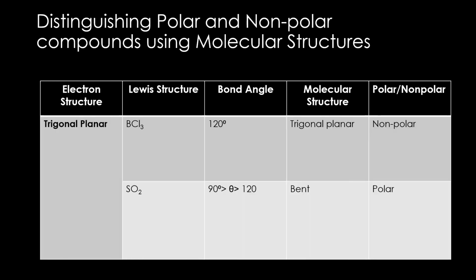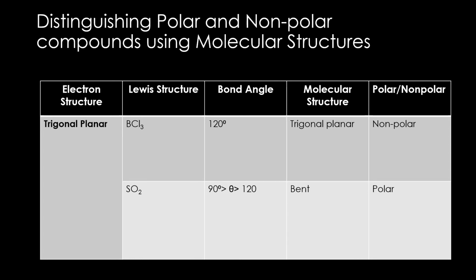The second electron structure is trigonal planar. It can have two variations of molecular shapes depending on the presence of lone pairs on the central atom and the number of bonds that it's forming. The molecular geometry can be trigonal planar or bent.